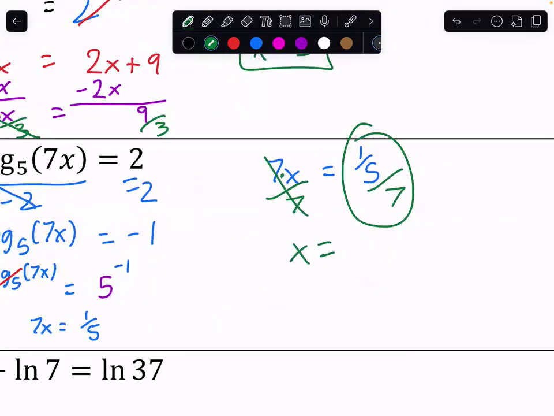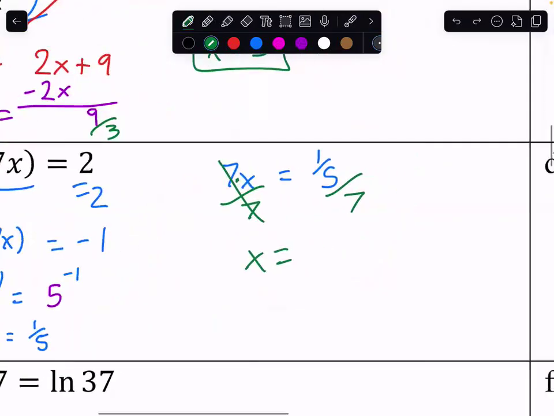Now when doing 1/5 divided by 7, it probably helps to write it sideways. 1/5 divided by 7, but we can make it the fraction 7/1. Then dividing by 7/1 can be rewritten as multiplying by the reciprocal 1/7. So 1/5 times 1/7, multiply straight across. 1 times 1 is 1. 5 times 7 is 35.